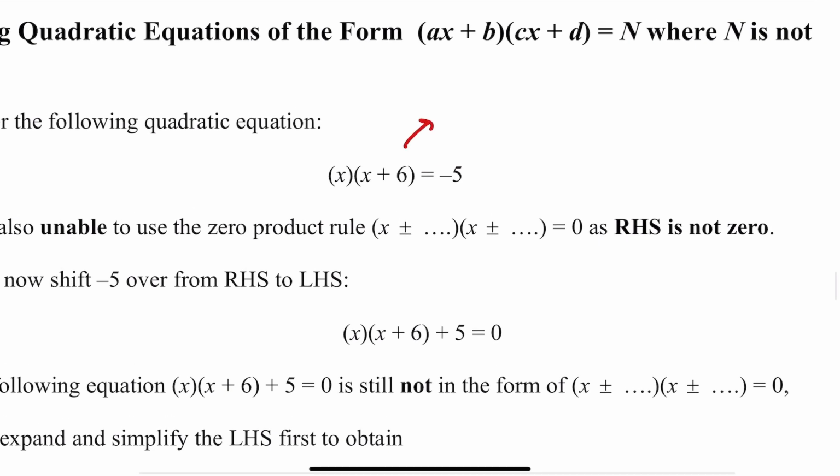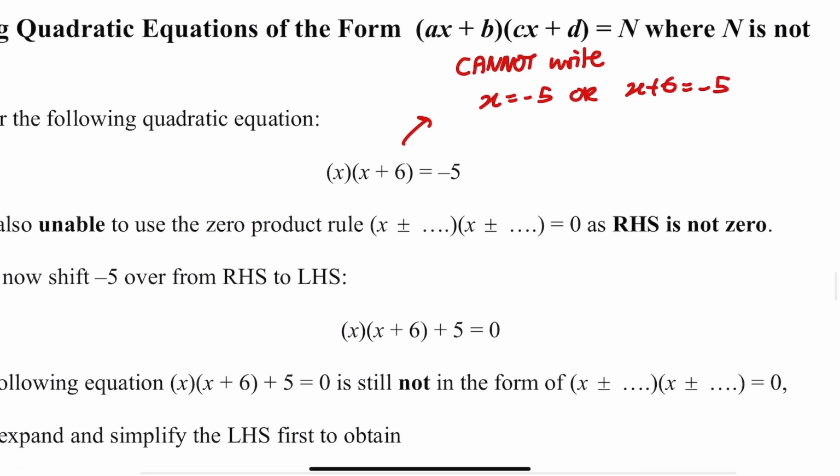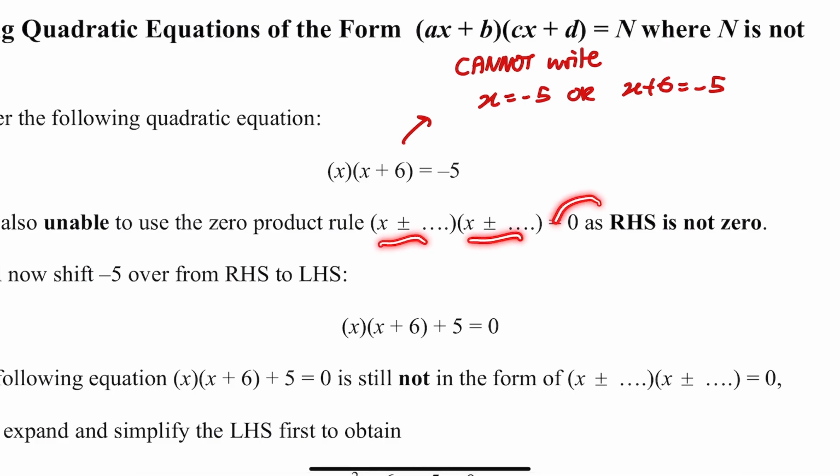Meaning that I cannot write x equals to negative 5 or x plus 6 equals to negative 5, because this doesn't make sense anymore. Because this number can have different factors and these numbers can have different factors that can lead to this answer over here. Whereas if it is something times something equal to 0, we know for sure either one of the factors must be equal to 0. Okay, so please take note of this.